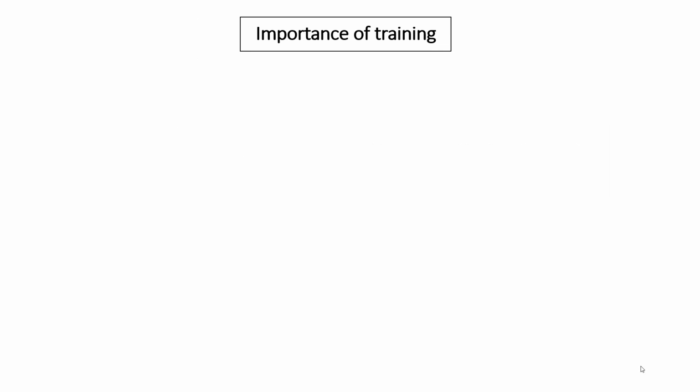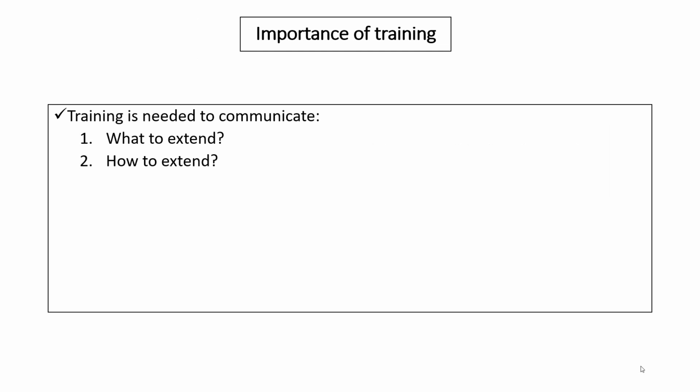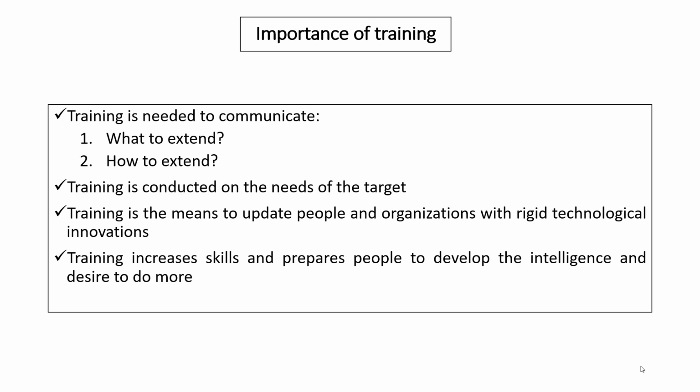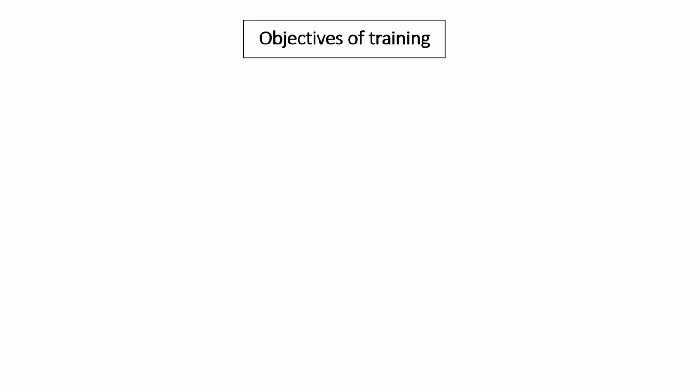Now let's look at some of the importance of training. Training is needed to communicate what to extend and how to extend. Training is conducted on the needs of the target. Training is the means to update people and organizations with rigid technological innovations. Training increases skills and prepares people to develop the intelligence and desire to do more.